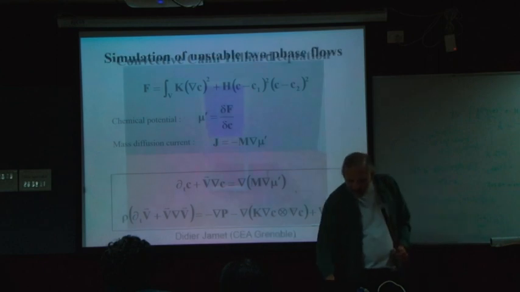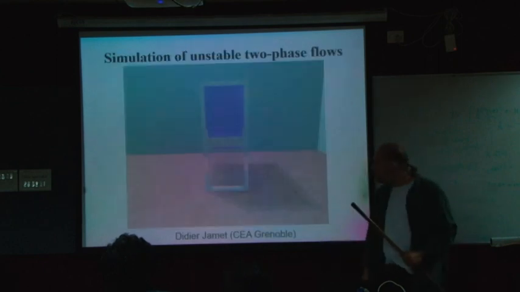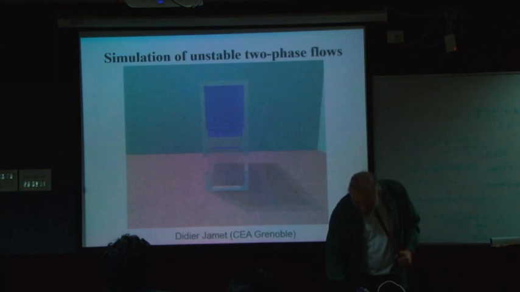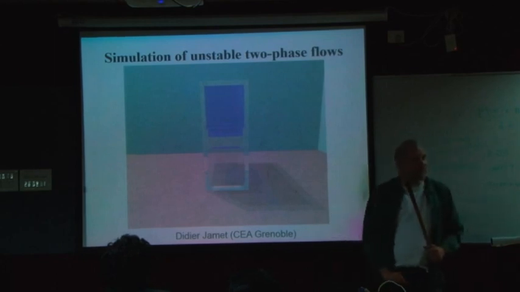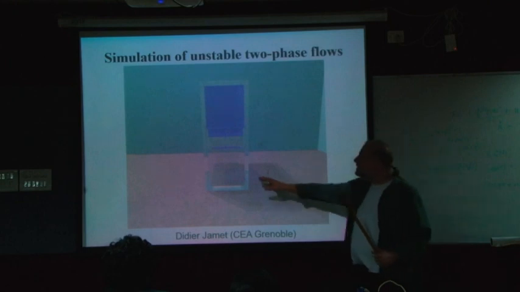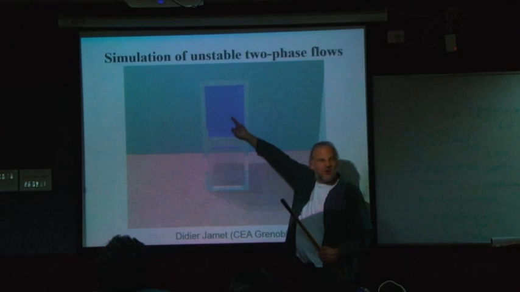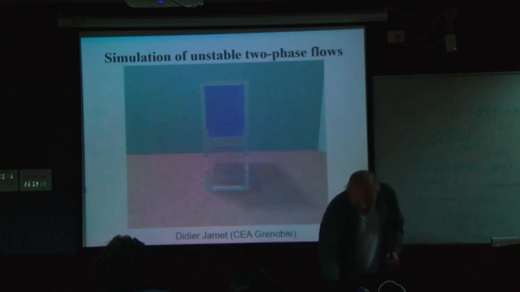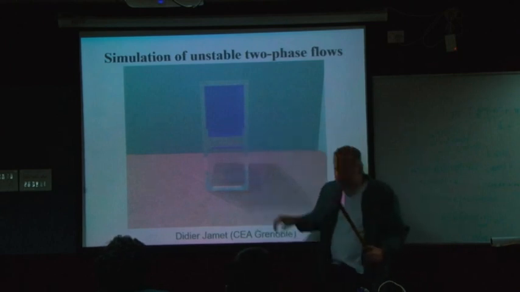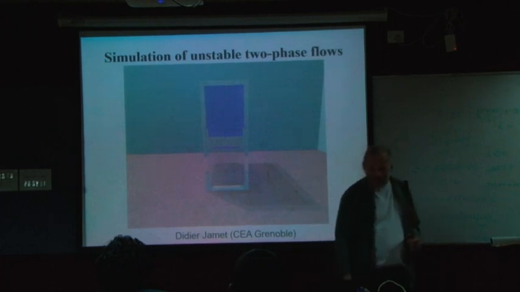And if you do that, here's a simulation that a colleague of mine has given to me, Didier Jamet from CEA. So he works on nuclear reactors. So I don't want to know what this structure is, but it's a sort of box where on top you have a violet fluid, and then you open a little hole down here, and you will see what happens.